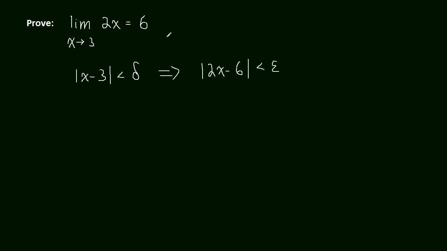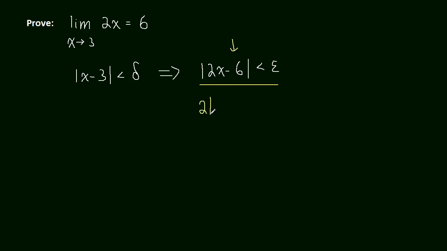So basically, we have to show that we can find a delta that will always make this statement true, or in other words, a delta that will imply this statement. Okay, so what we're going to do is start over here. I know we're trying to find a delta, but we're going to start over here, and we're going to try and make this whole thing look a lot like this whole thing. So let me show you what I mean.